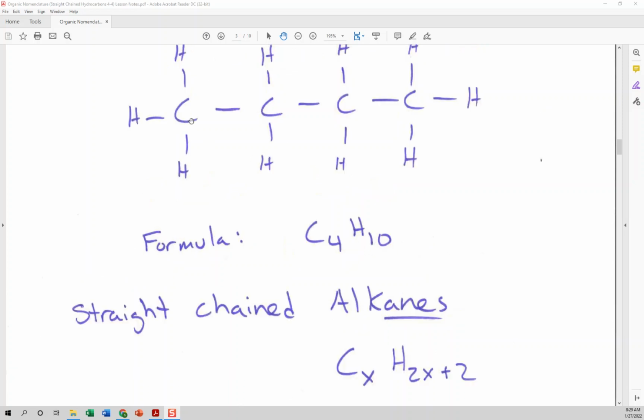So notice this was 4 carbons. 4 carbons times 2 is 8, plus 2 is 10, and notice we follow that equation there, and that tells us how many hydrogens we'll need. So if I know I have 4 carbons, and I know that they're all single bonds, then I know I'm going to need 10 hydrogens, okay? So anytime I have 4 carbons in an alkane, I'm going to need 10 hydrogens, okay?